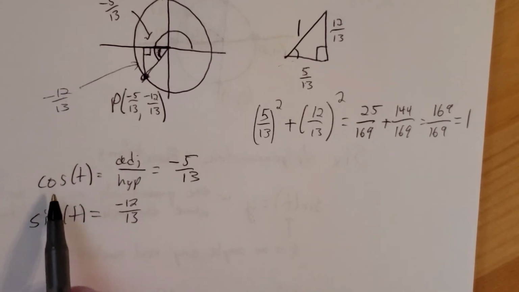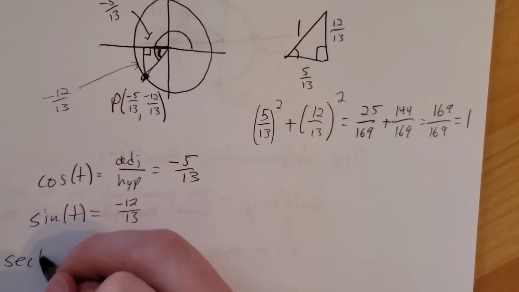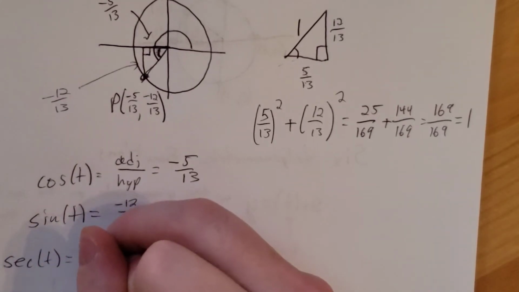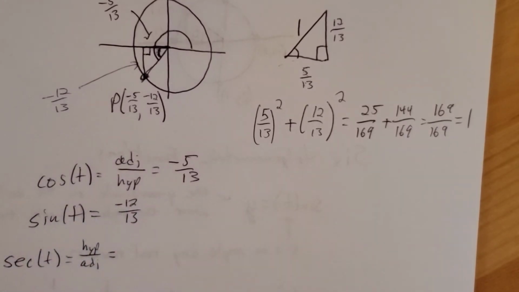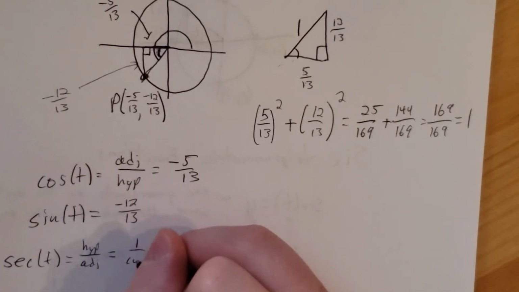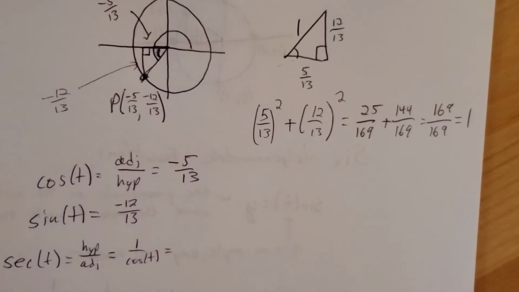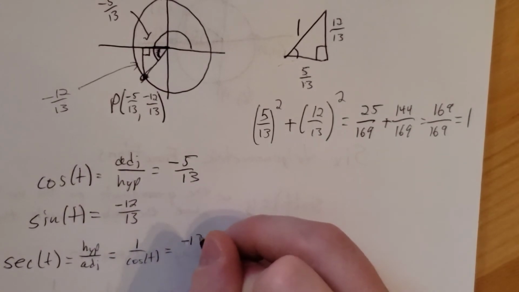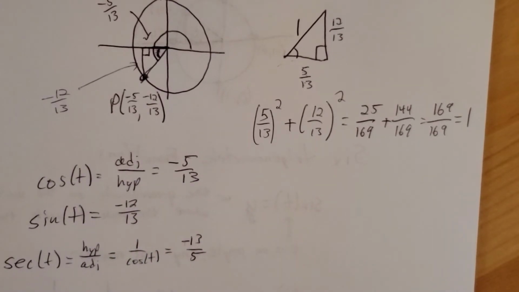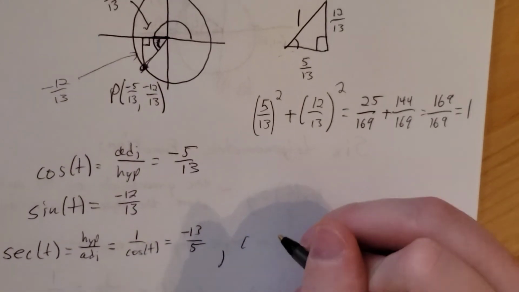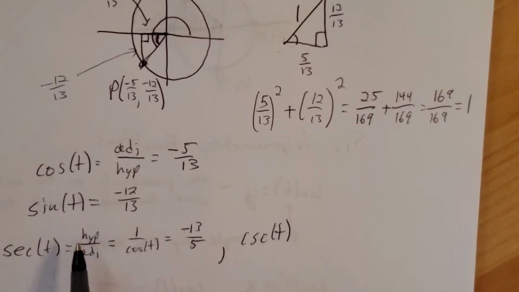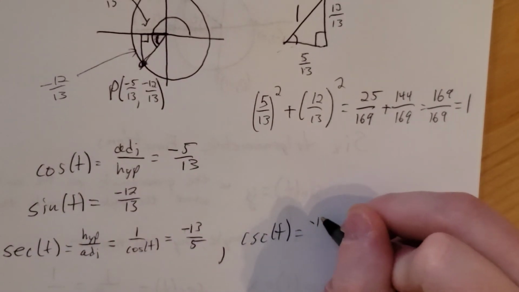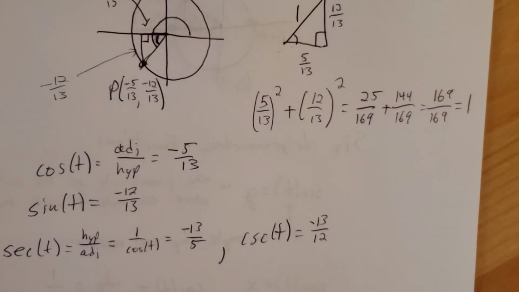All right, so we did cosine and sine here. The opposite of cosine is secant. Secant is hypotenuse over adjacent, which is also 1 over cosine, if we remember. Well, what was cosine? Cosine's negative 5/13. This is negative 13/5. Similarly, cosecant of t is 1 over sine, so this is negative 13 over 12.